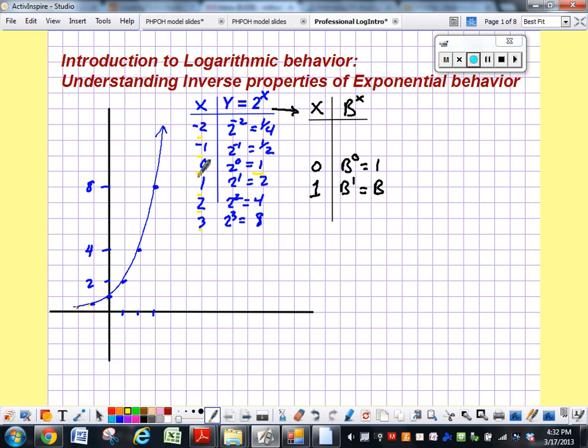So when we plug in a 0, base to a 0 power, we always get a 1 out. And whenever we plug a 1 in, whether it's 2 to the power or any base to a power, you get the base out. So we have two occurrences that we can always count on: when you plug in a 0, no matter what the base is, you're going to get a 1. And when you plug in a 1, you're always going to get the base.